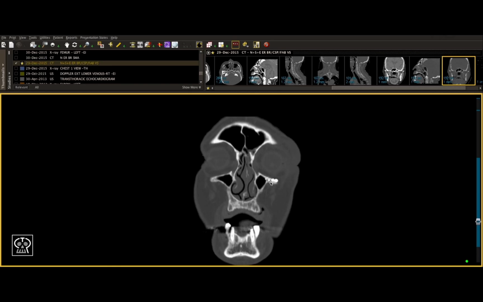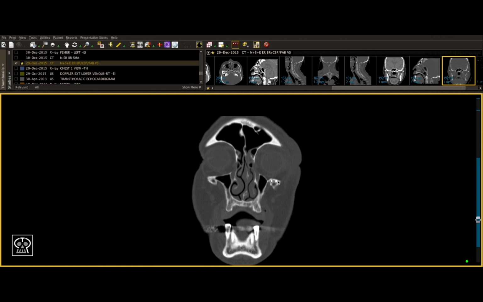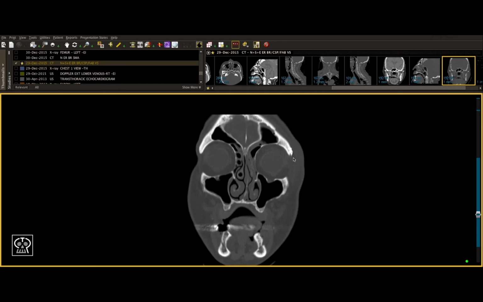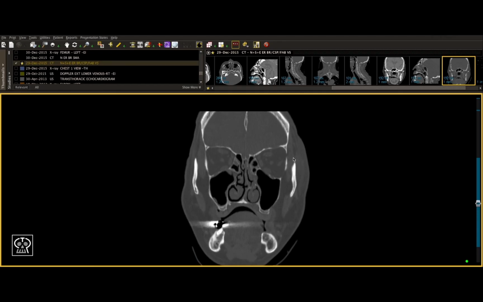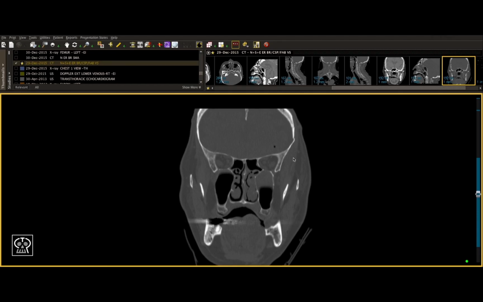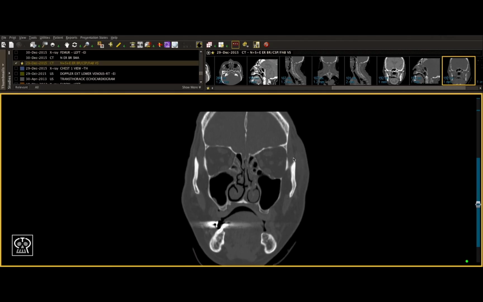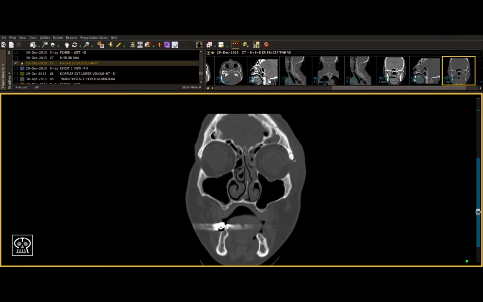As we continue to scroll, after noting the metal plate, we can see a break in the supraorbital rim. This indicates a left supraorbital rim fracture, or an orbital roof fracture. As we continue to scroll, on the left side, we don't see any other obvious signs of fracture, but it's always important to look in all three views.